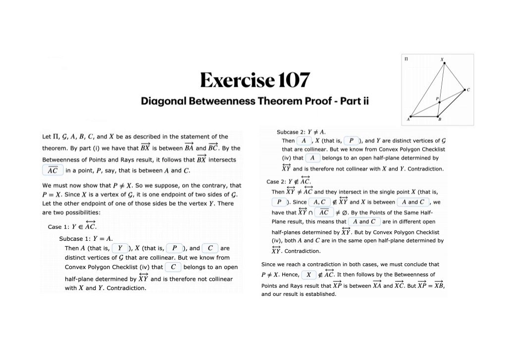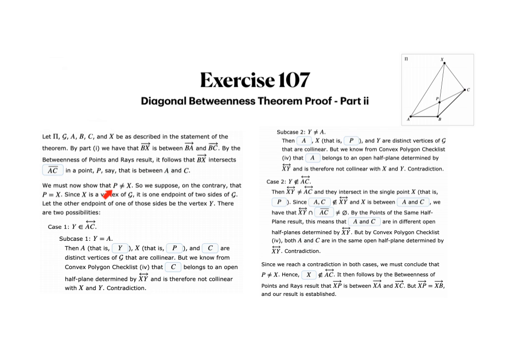Here are the answers for exercise 107. Again, the diagonal betweenness theorem proof, part 2. So we're going to let pi, G, A, B, C, and X be as described in the statement of the theorem. By part 1, we have that BX is between BA and BC. You'll notice that I have it drawn over here. By the betweenness of points and rays result, it follows that BX intersects segment AC. So here's BX, and it intersects segment AC at a point P, say, that is between A and C.